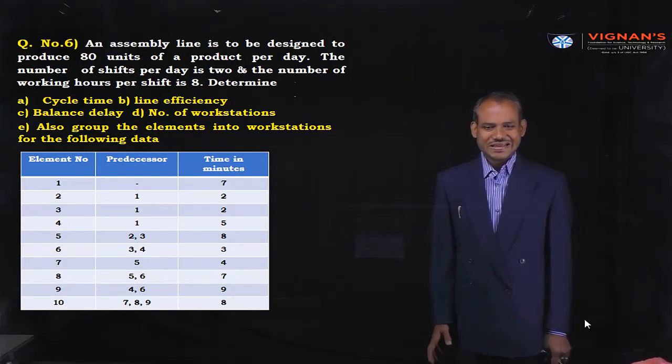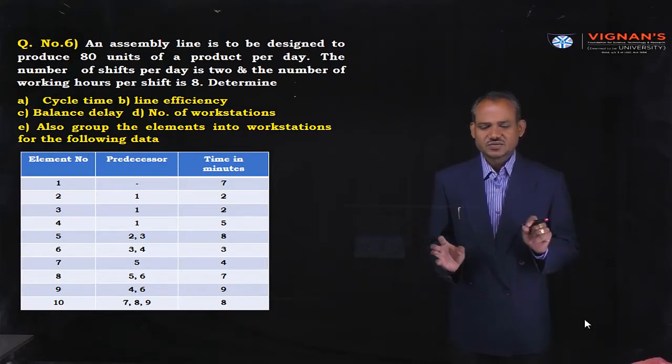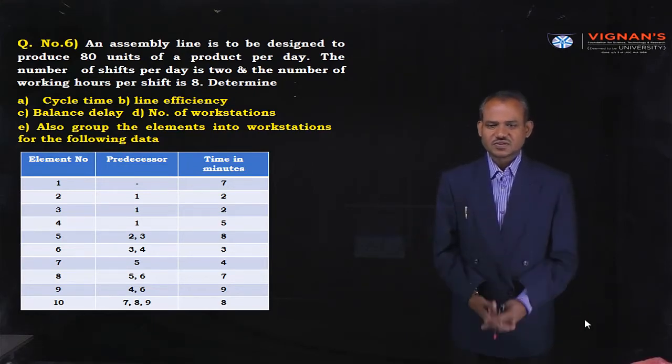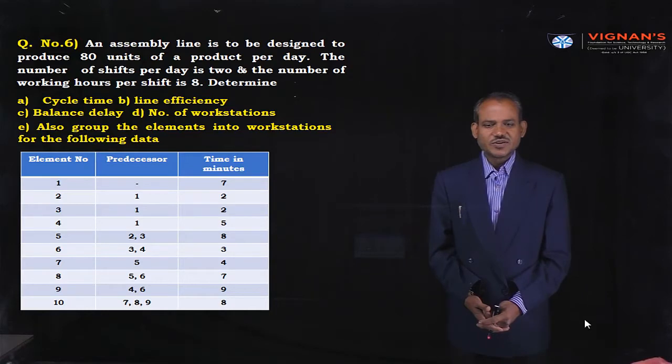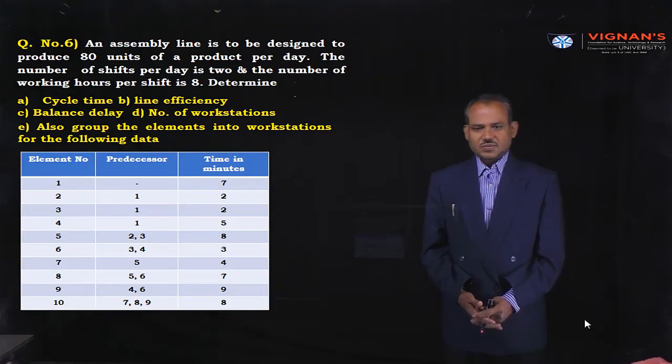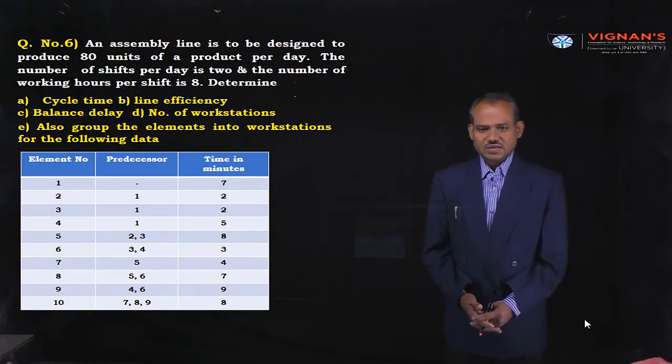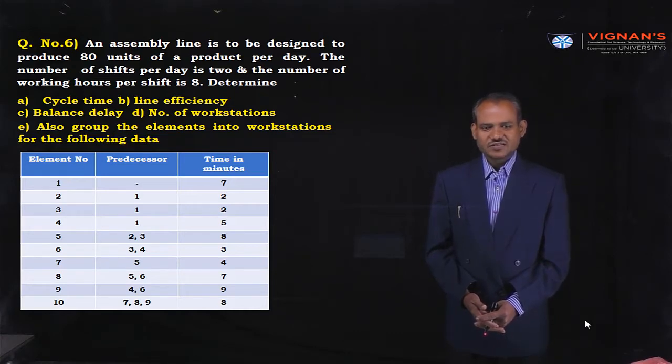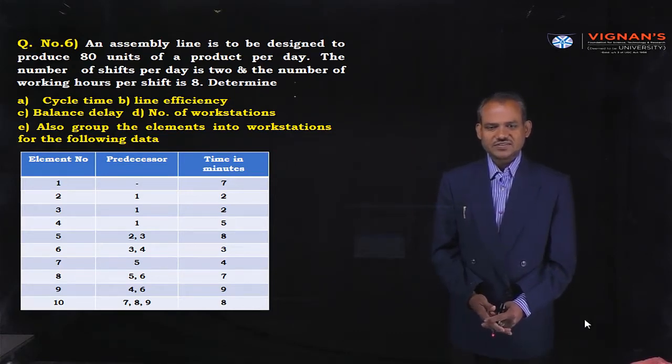An assembly line is to be designed to produce 80 units of a product per day. What is the meaning of this sentence? Here, production rate is given. It is 80 units per day. It is nothing but the output.